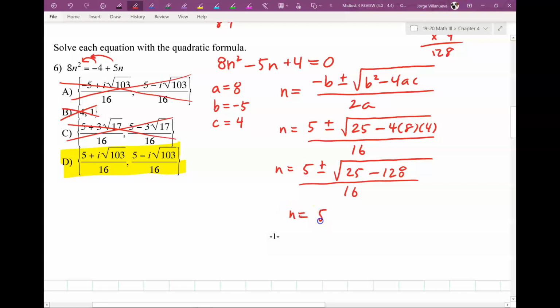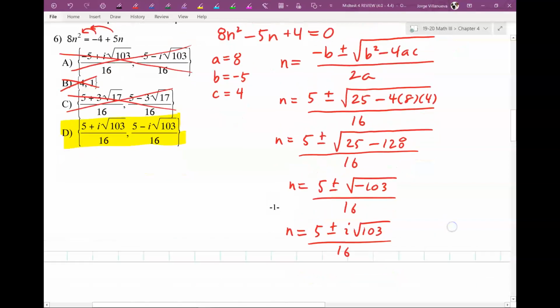n is equal to 5 plus or minus the square root of negative 103, over 16. Since it's a negative number, I get to take out an i value for it. So n is equal to 5 plus or minus i square root of 103, over 16. Now, 103 is a prime number, so you're not going to be able to break it down, okay? So my answer is D.